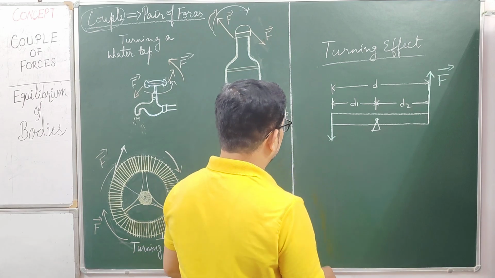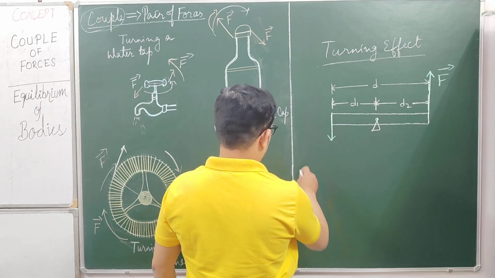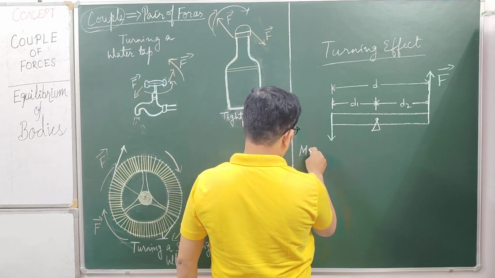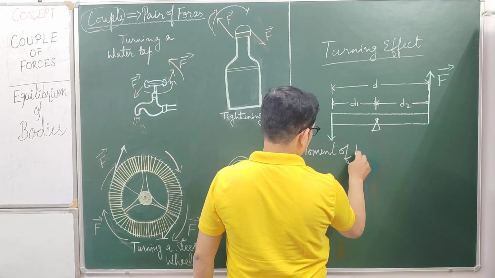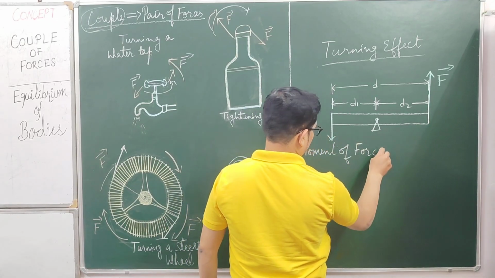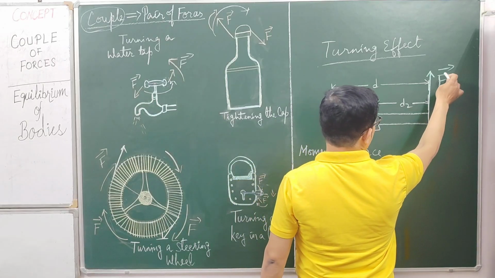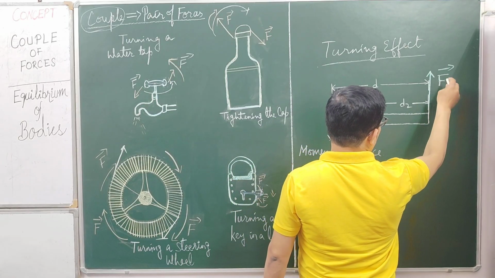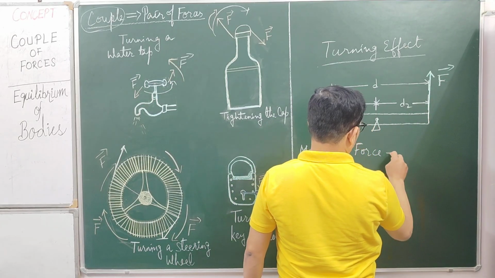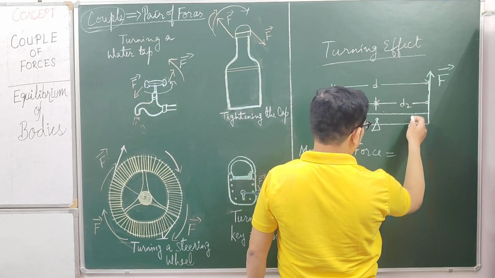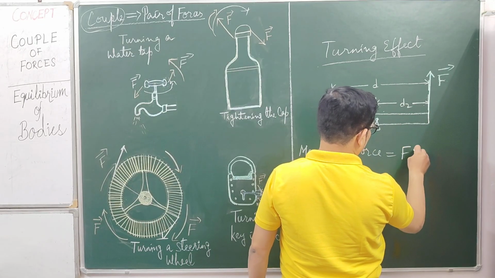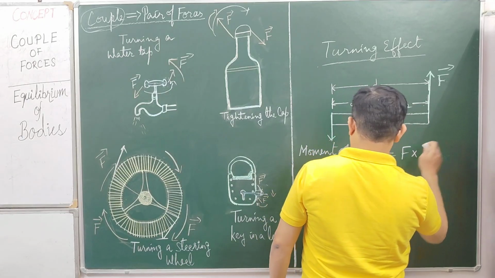If you want to figure out the resultant moment of force, consider this side first. If you consider this distance d2, the moment of force in the first situation would be force times d2.